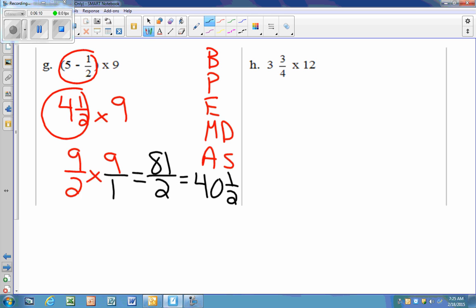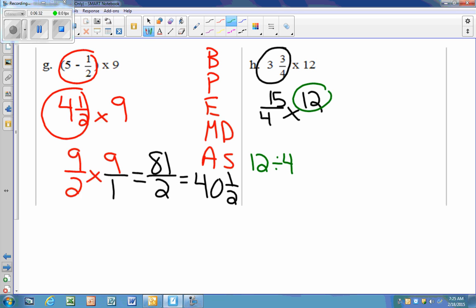Now looking at letter H, once again, I need to turn this number into an improper fraction, which would be 15/4 times 12. And we know that whole number is over 1, and we would have to then do 15 times 12. I'm going to look at this an easier way this time and do 12 divided by 4. That's these two numbers, which equals 3. And take that quotient and multiply it times my numerator, which is easier to multiply, and I get 45. And there's my answer of 45.